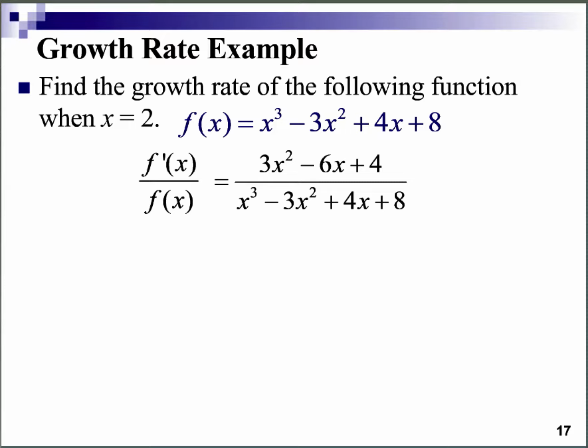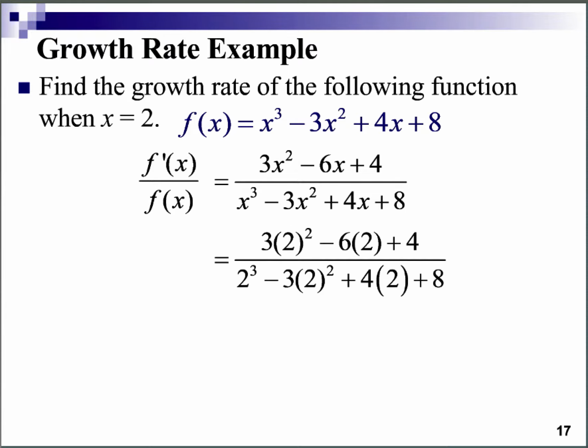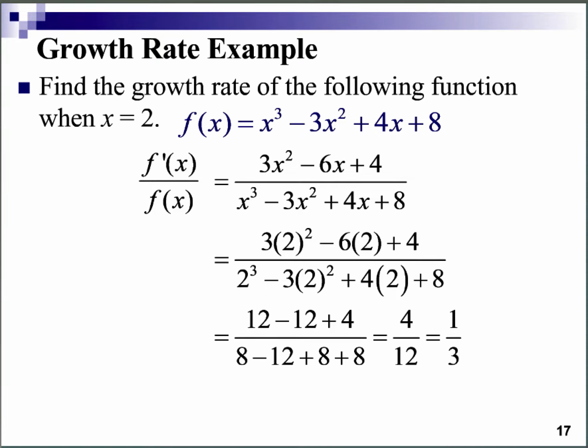Now, what we want to do is measure the growth rate when x is equal to 2. So all we're going to do here is plug in x equals 2 wherever we see an x. So when we do that, we get something that looks like this. So there's lots of arithmetic to be done here. It's not hard as long as you follow the order of operations, however. When we do that, we get the following. 3 times 2 squared is 12. Of course, negative 6 times 2 is negative 12, plus 4 on the top. So 12 minus 12 is 0. 0 plus 4 leaves me 4 up in the numerator.